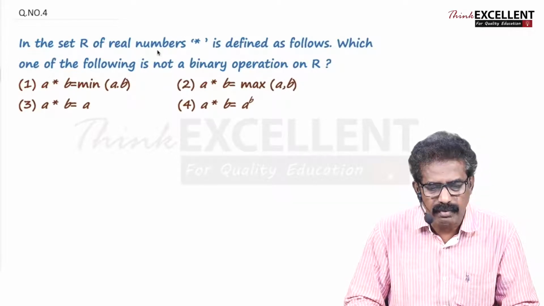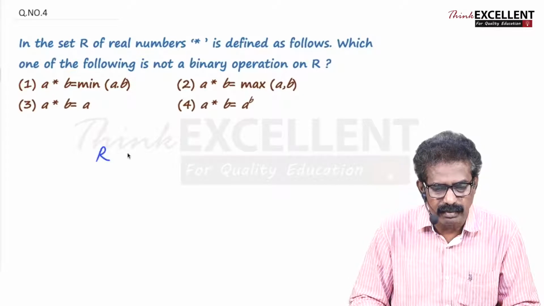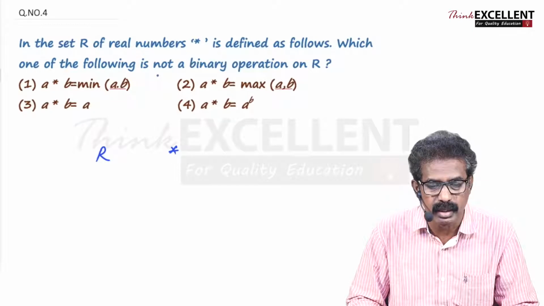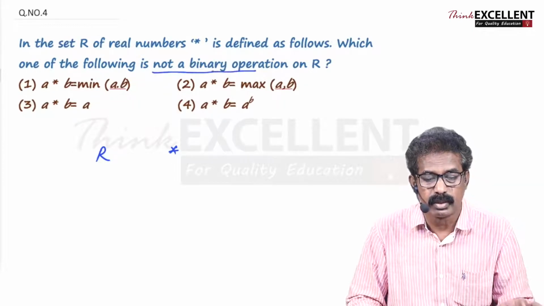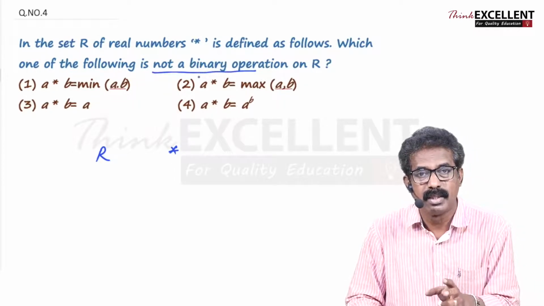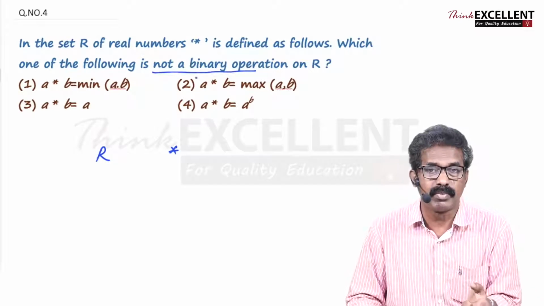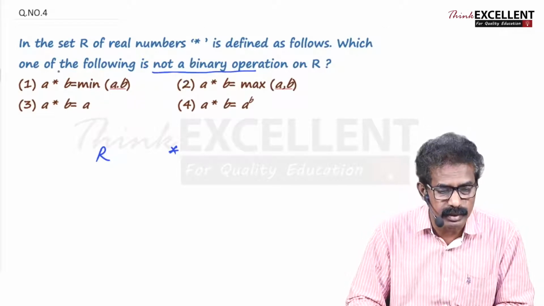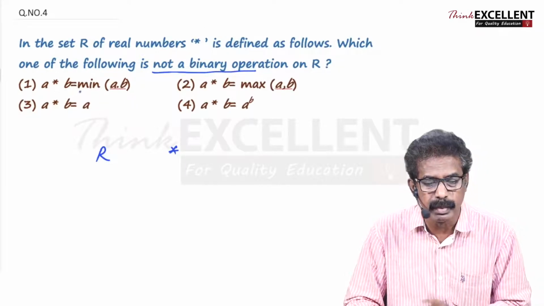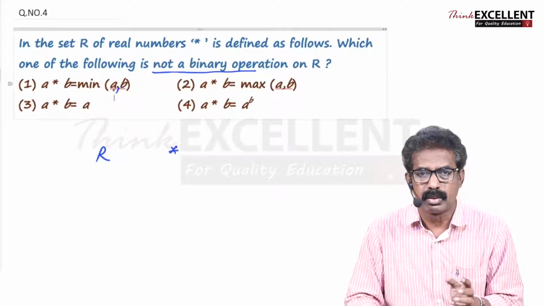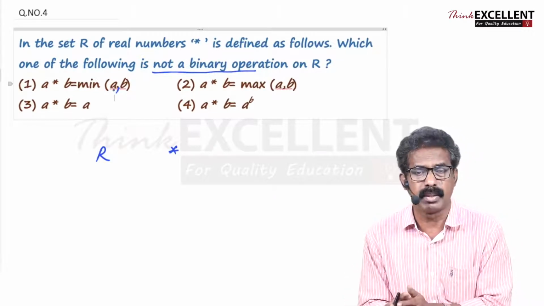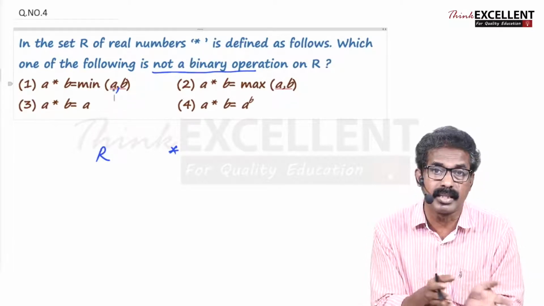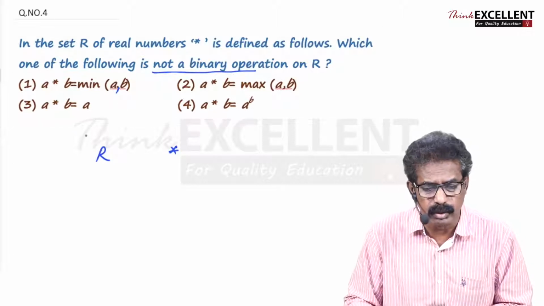In the set R of real numbers, star is defined as follows. Which one of the following is not a binary operation? You take two elements, operate them, and if your answer is in the set, then it is a binary operation. We have to find the one that is not. A star B is equal to the minimum of A comma B. Two numbers you are taking and your answer is the minimum of the two, so definitely your answer is either A or B only. It satisfies the closure property.